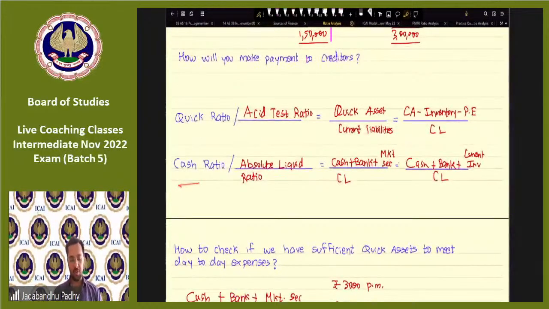Cash ratio, it was the absolute liquid ratio, and that's obtained as cash, bank, and marketable securities divided by the current liabilities. Okay.